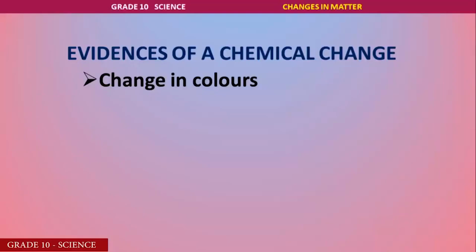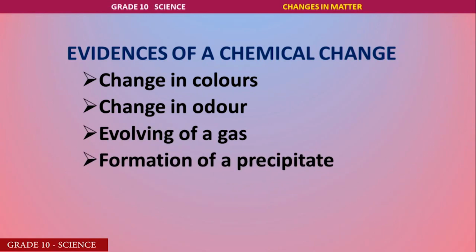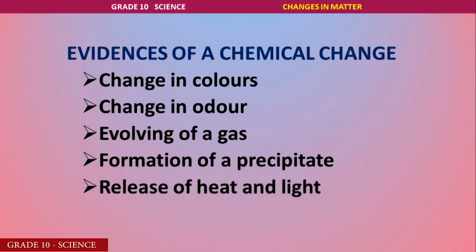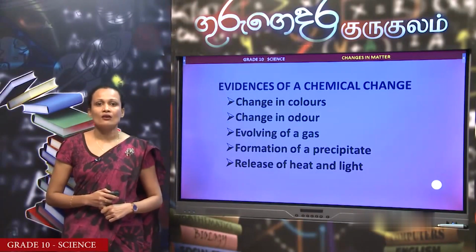1. Change in color. Another evidence, change in odor. Evolving of a gas. Formation of a precipitate. Release of heat and light. So if you know these evidences, you can identify a chemical change occurring in the matter. By using these evidences, you can identify the chemical changes, and also for physical changes, by using the changing of the physical state of the matter, we can identify that one.